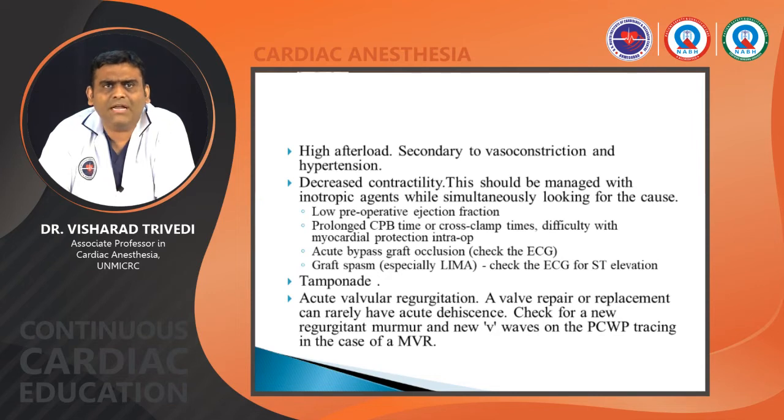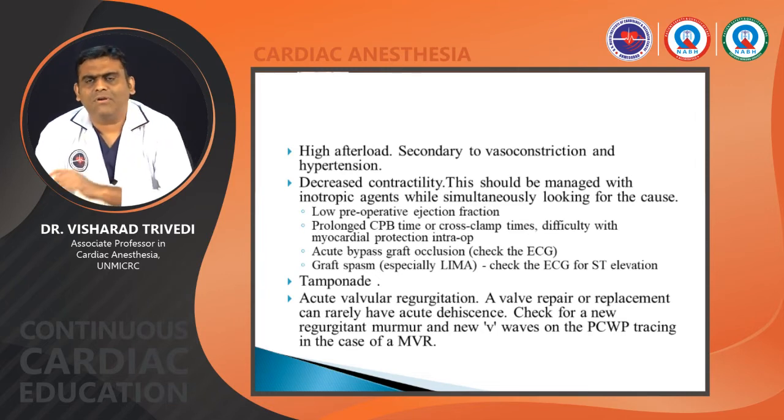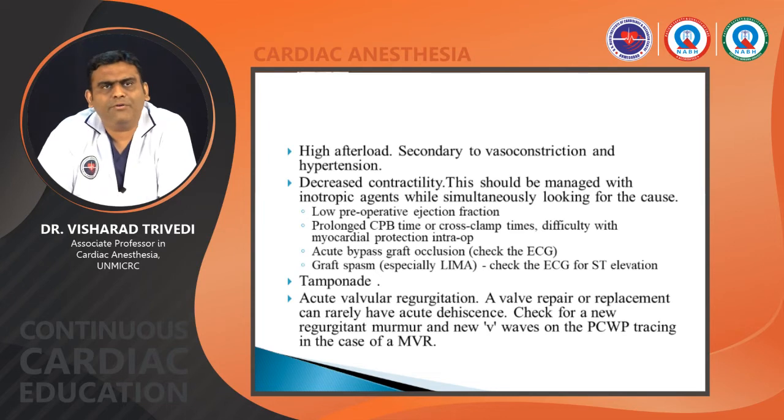Simultaneously you should look for the causes of the decreased cardiac output. Is there a graft occlusion, or are there ST changes? Graft spasm can be seen like an ST elevation. Prolonged CPB time and prolonged cross clamp time can cause decreased contractility, and so can a low preoperative ejection fraction, where the patient already has a low EF in the preoperative period. Another common cause for low contractility and low BP is tamponade.